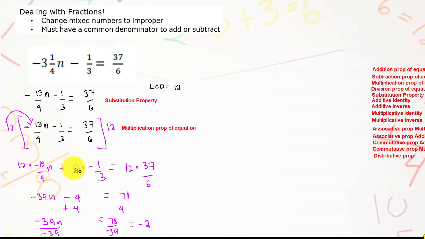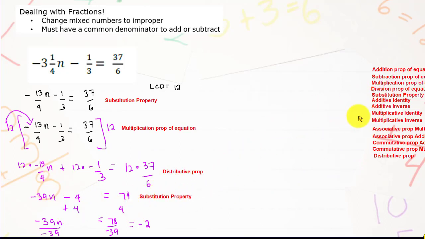From this step going to this step, we actually use our distributive property. Note that we distributed the 12 to the left side and to the right side. And from here, note that we just simplified this to make it negative 39, this into negative 4, and then this into 74, which is just substitution.